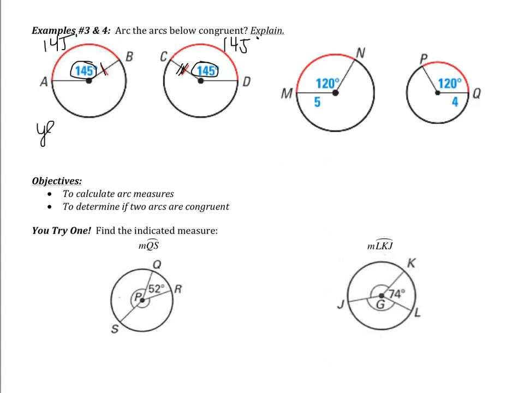So I'm going to say yes, AB is congruent to CD because same measure, so that's in degrees, and then congruent radii.